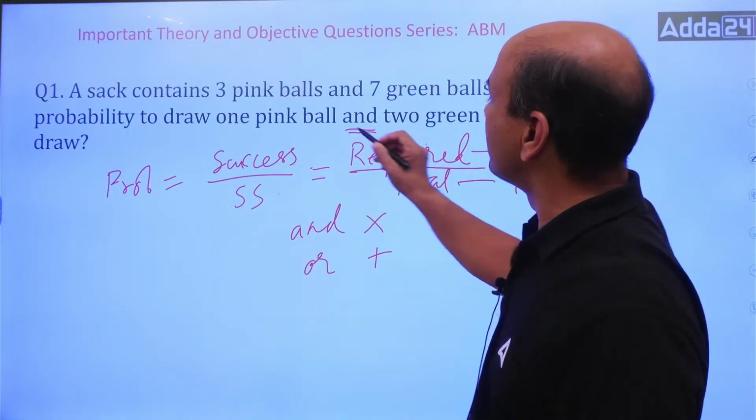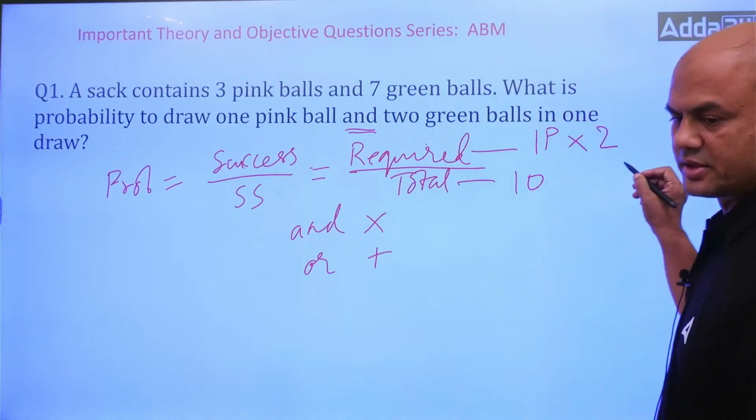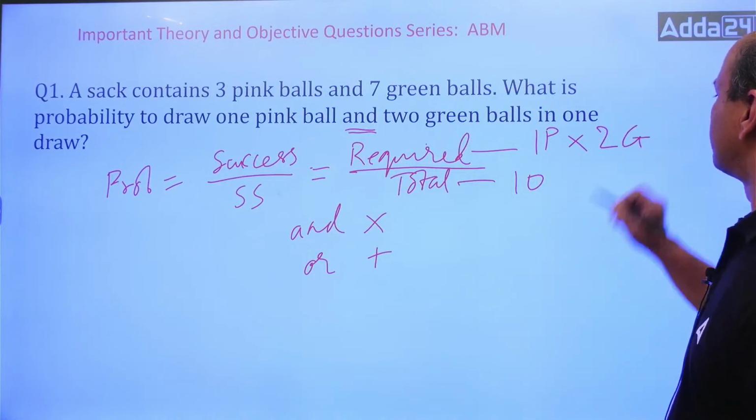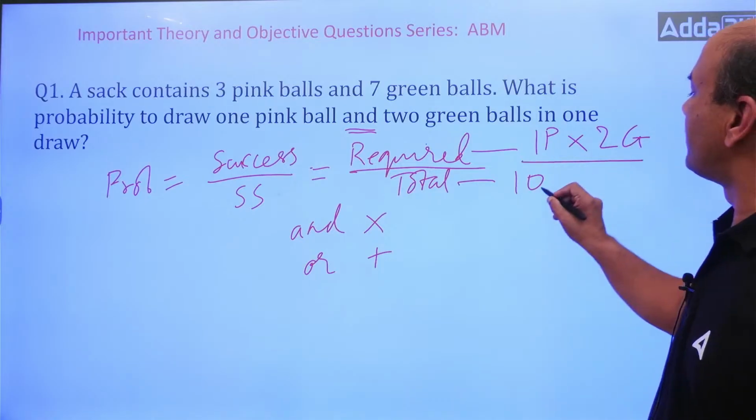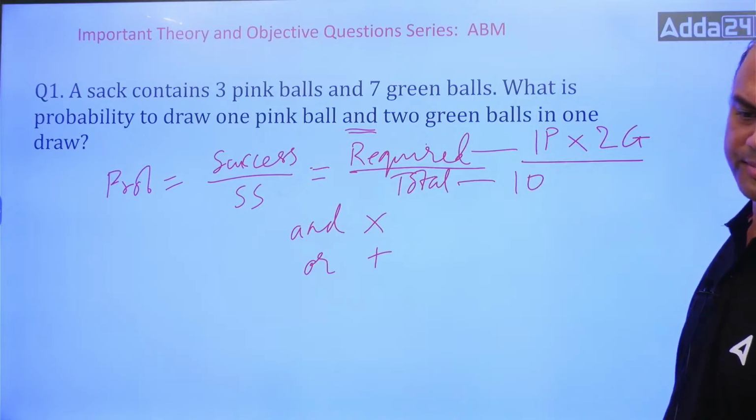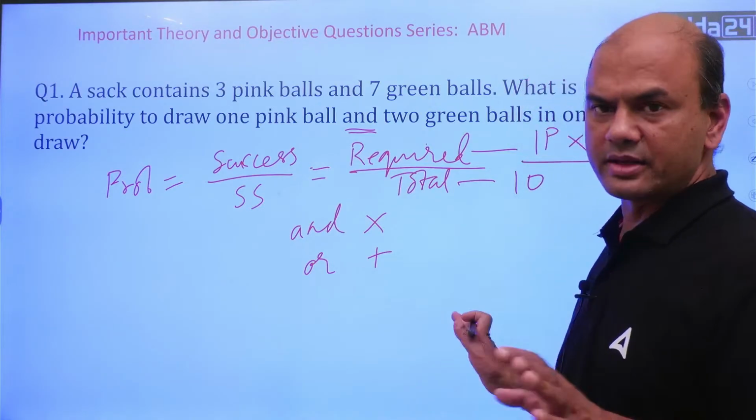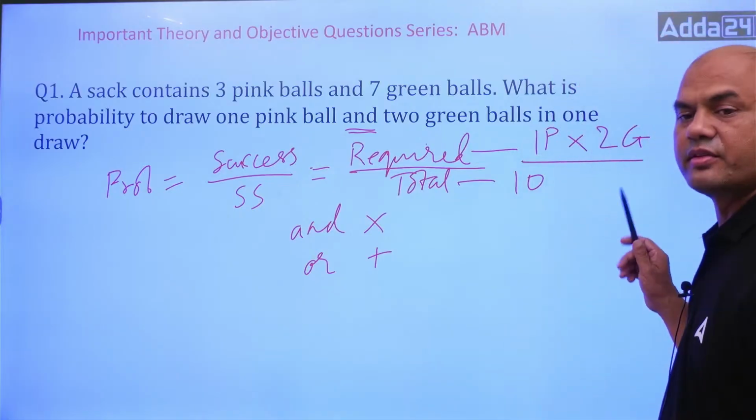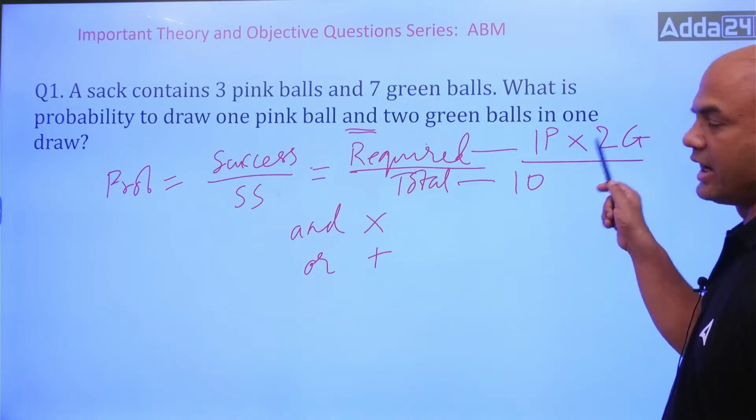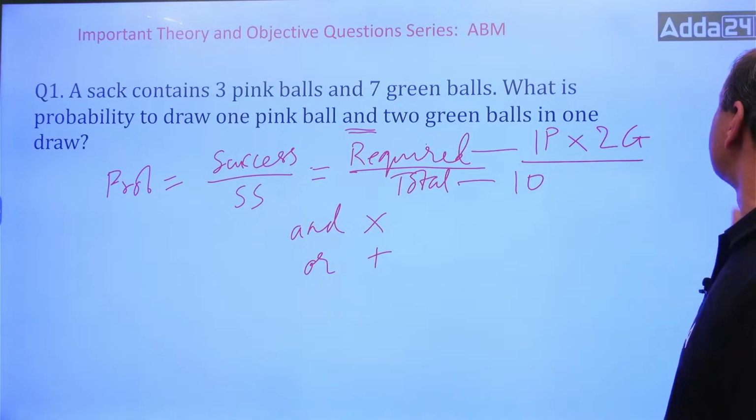So you want 1 pink ball and 2 green balls. Okay? So this is what is required: 1 pink and 2 green upon 10. Total is 10. Okay? Now how to solve this? Once you get this idea very clear, that what you require is 1 pink ball and, meaning multiply, 2 green balls, and total is this 10. So let's move on now.